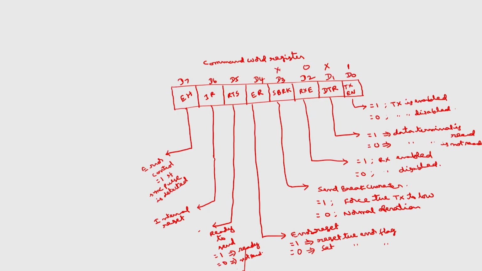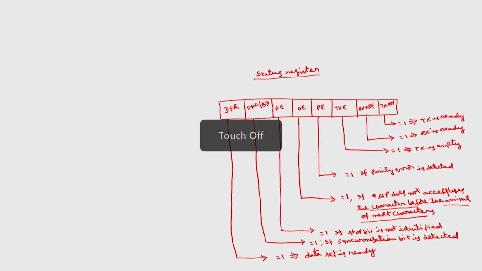Error reset: I want to set this. Ready to send, we are not using. This is internal reset, so this we have to set to 0, because if this is 1, internal reset will take place, but I do not want to reset internally. So, 0. This also is do not care. If I take all do not cares as zeros, this will be 0 1 H. So, the command word is 0 1 H, and the status register will be next.